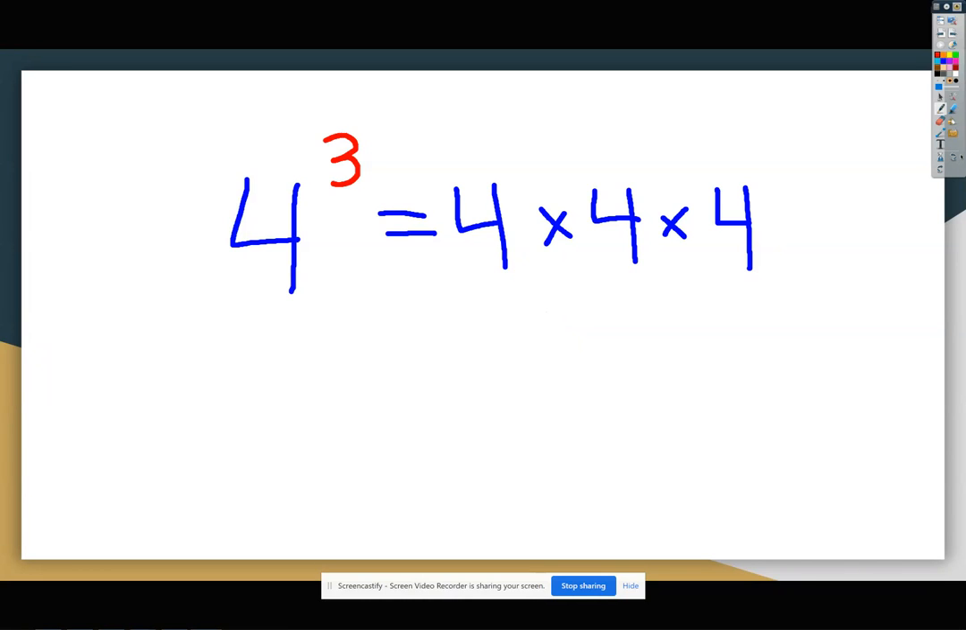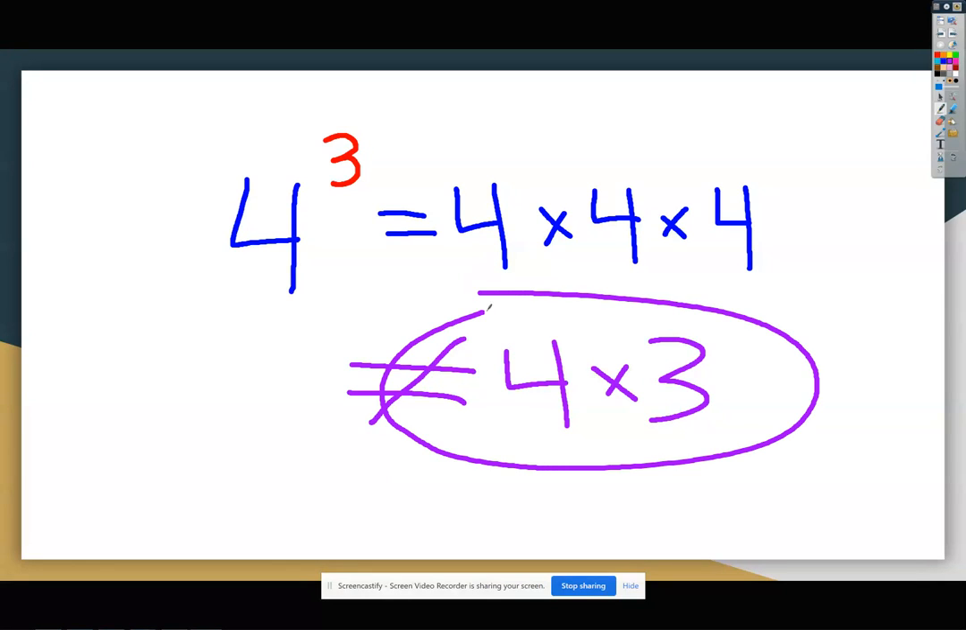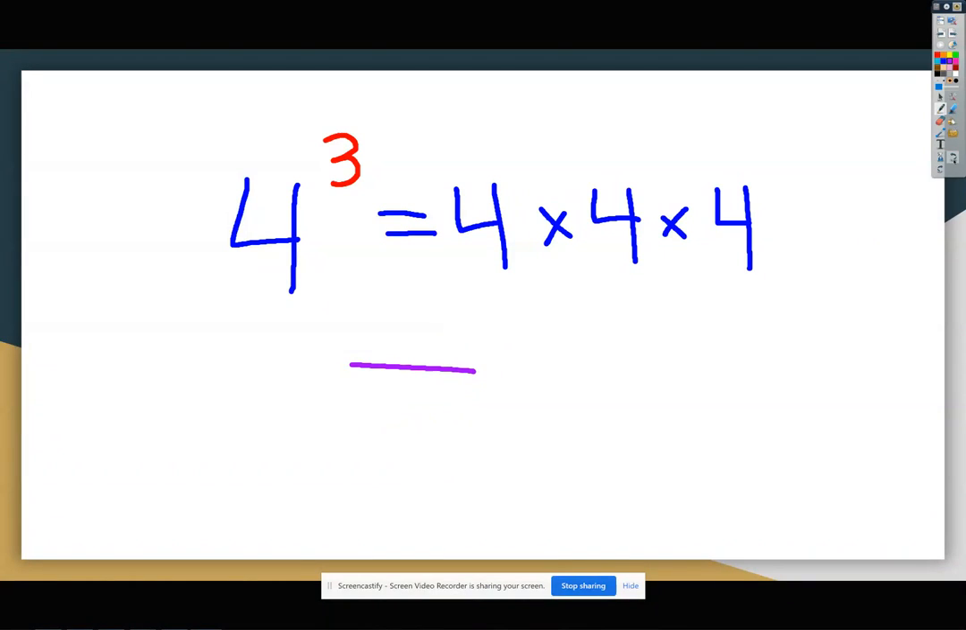And so let me quickly show you what it does not mean. So 4 to the third power, it is not this. It is not 4 times 3. This is definitely wrong. Exponents are repeated multiplication. So the only thing that we should see multiplying times itself should be the 4. And that's called the base. The 4 times 4 times 4.